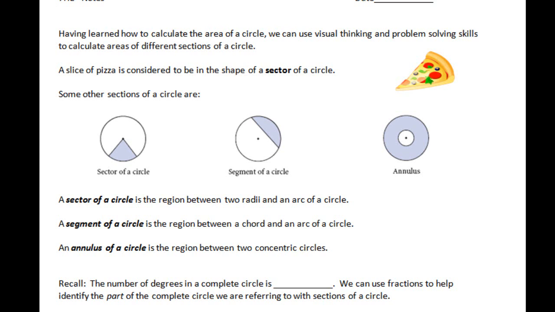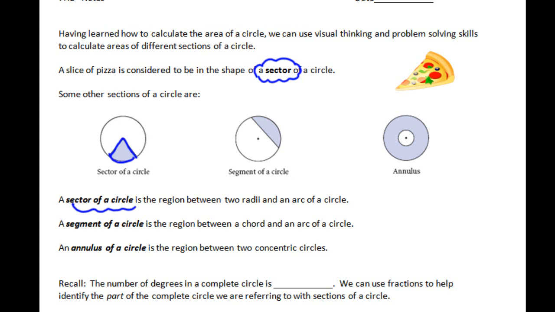If you think about a slice of pizza, that's actually got a proper name, and that is a sector of a circle. So the next time you ask for a slice of pizza, you can say, "May I have a sector of the pizza, please?" Some other sections that we're going to be considering are segments and the annulus. A sector of a circle is the region between two radii and an arc of a circle.